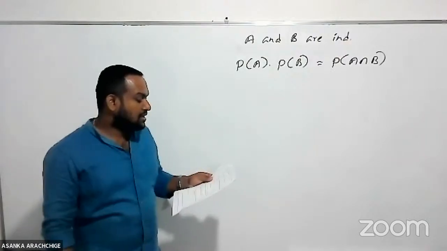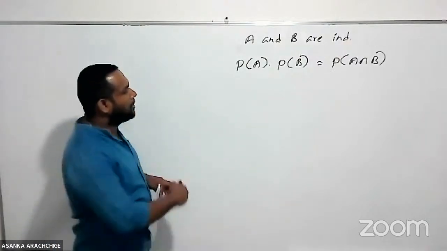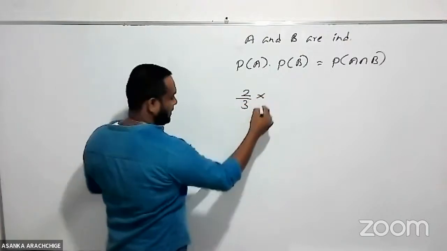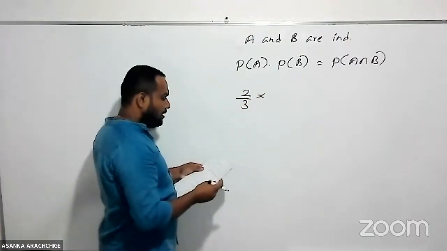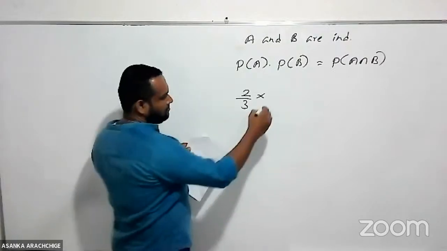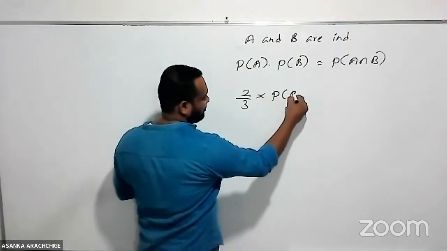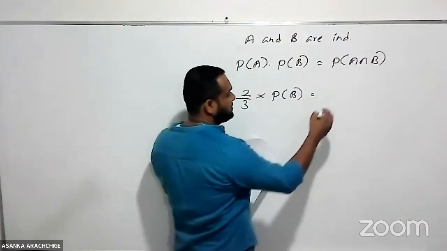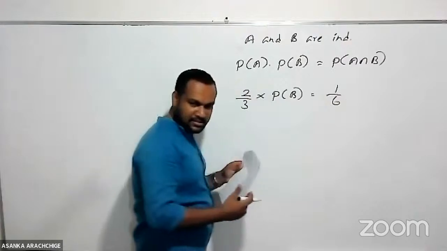Right. We are given P(A) is 2 upon 3. 2 upon 3 into P(B), which is not given, equals P(A intersection B), which is given to be 1 upon 6.